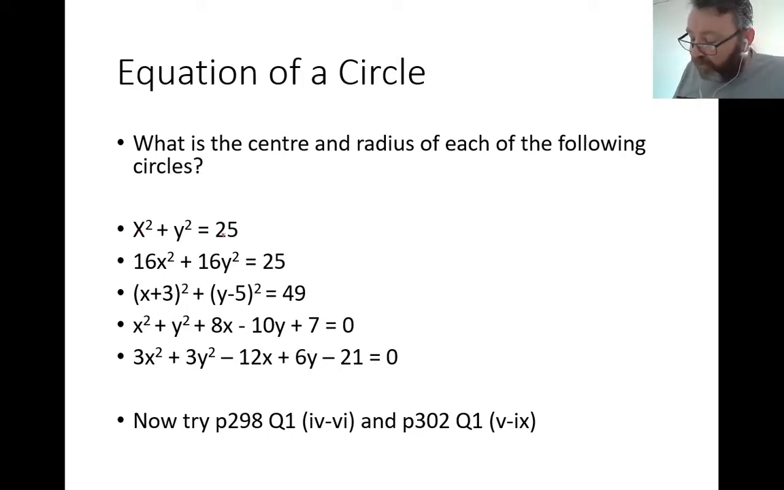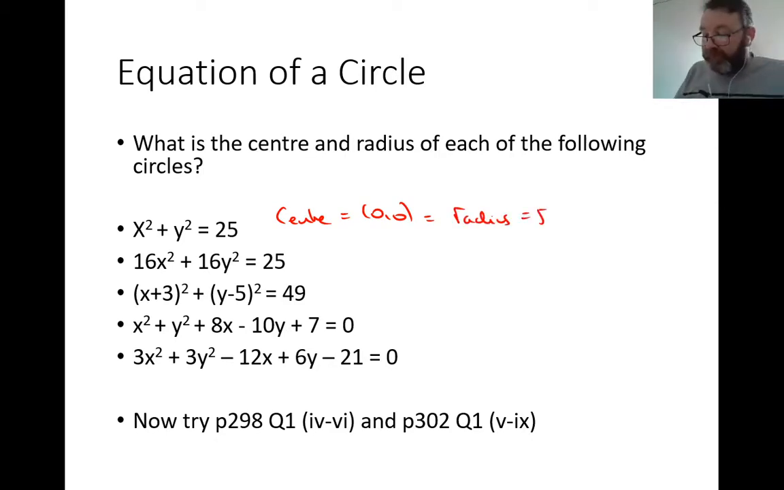X squared plus y squared equals 25. Immediately, centre, 0, 0. How do I know that? Because x and y have no adjustments. X squared plus y squared, there's no numbers hanging off them, okay? There's no mention of h, there's no mention of k, there's no mention of g, there's no mention of f. So it's centre 0, 0. What's the radius, therefore? Square root of the last number. Radius is equal to 5.